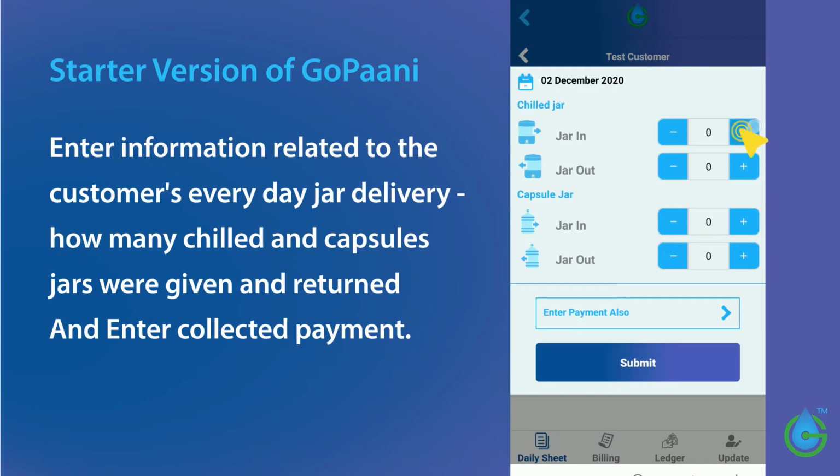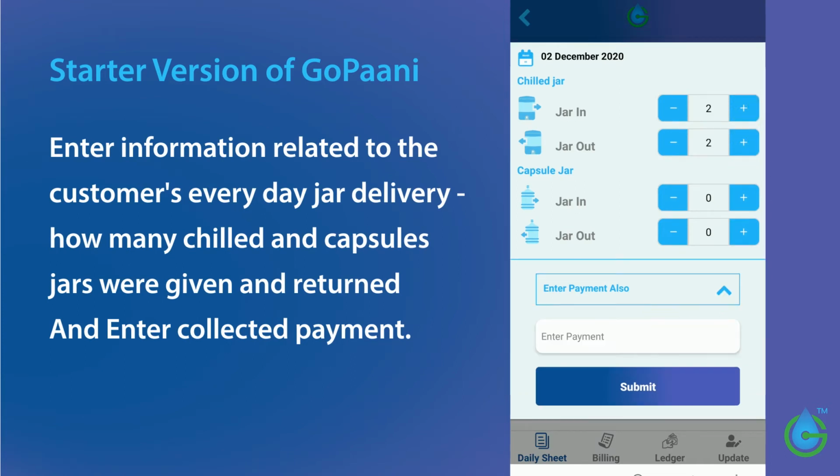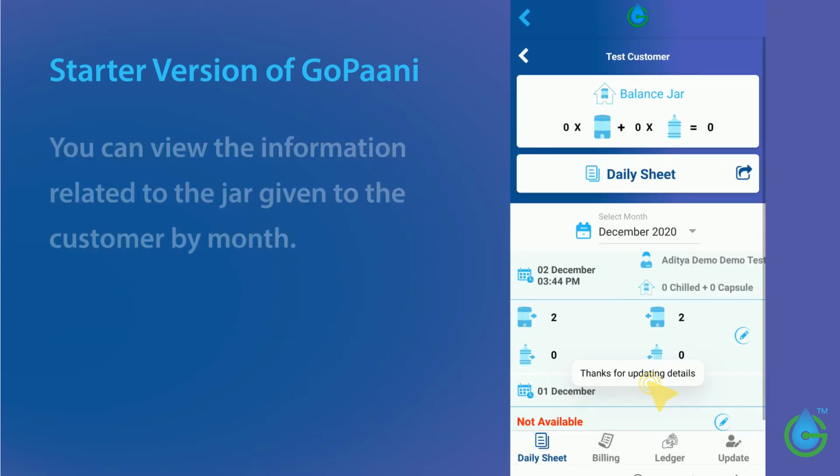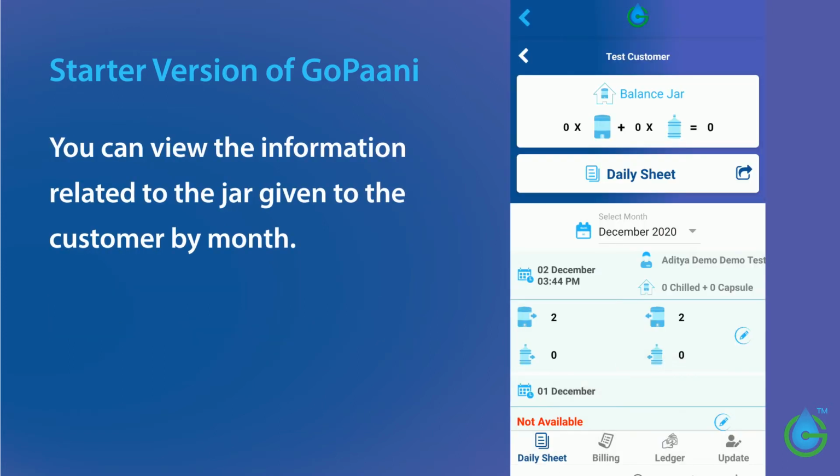Enter the information related to the customer's everyday jar delivery. How many chill and capsule jars were given and returned. You can view the information related to the jar given to the customer by month.